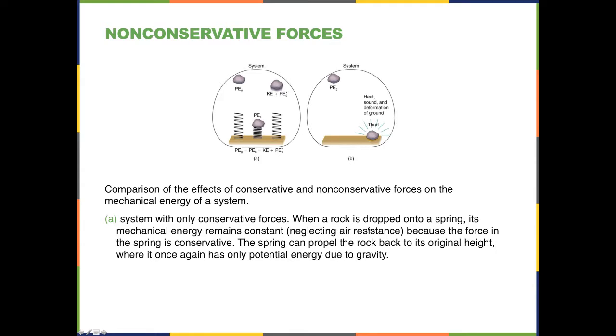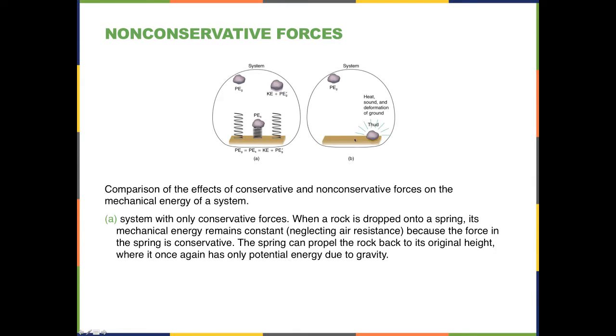When the rock is dropped onto the spring, the mechanical energy remains constant, neglecting air resistance, because the force on the spring is conserved. The spring can then propel the rock back up to its original height, where it again is only potential energy. This is not its original height. It's a little short of that, which is why it still has a little kinetic energy.